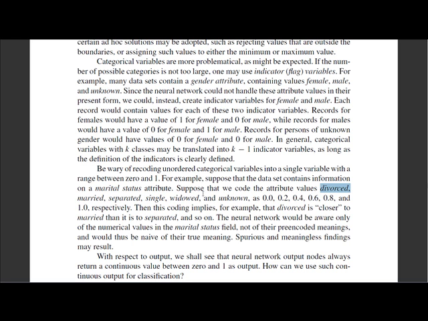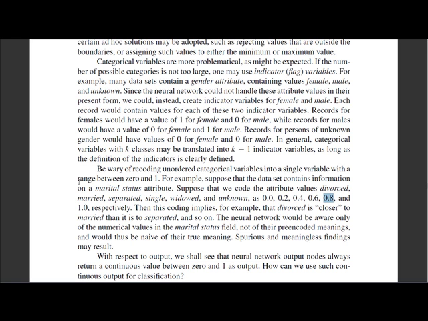Now we know that we need to recode to between 0 and 1. Suppose we tried it this way. We said divorced will be 0, married will be 0.2, separated will be 0.4, single will be 0.6, widowed will be 0.8, and unknown will be 1. Okay, that seems like we tackled the problem.